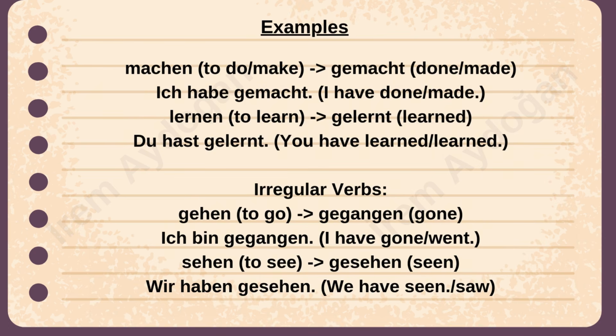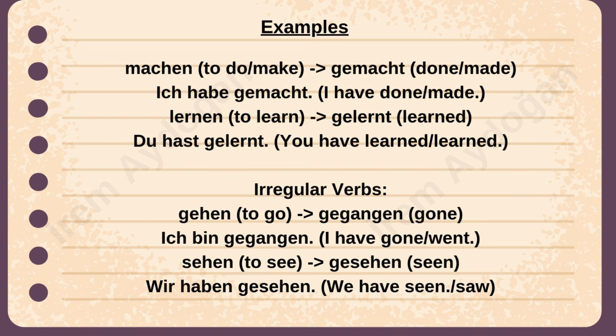Ich habe gemacht. I have done or I made. Lernen, to learn. Gelernt, learned. Du hast gelernt. You have learned or you learned. And check the other verbs. Gehen, go. Gegangen, gone or went. Ich bin gegangen.